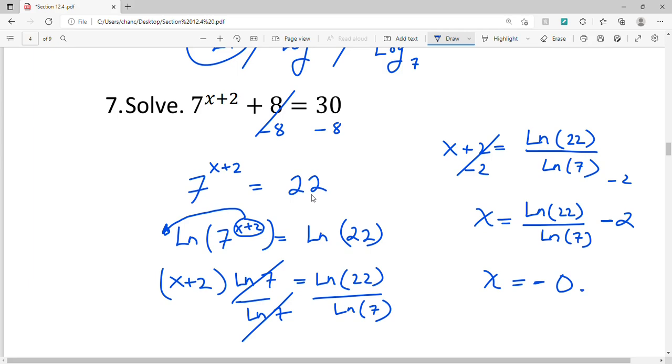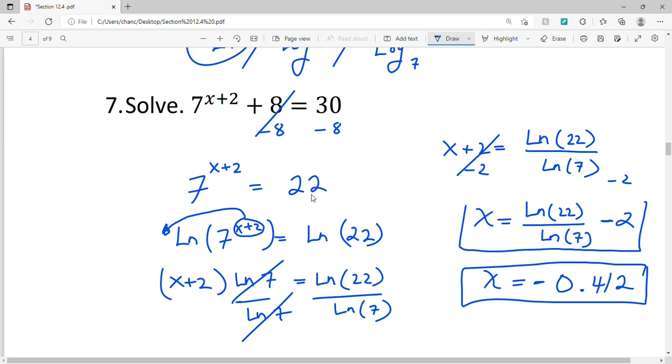It's 0.412. This is a good solution, and this is a good exact solution as well.